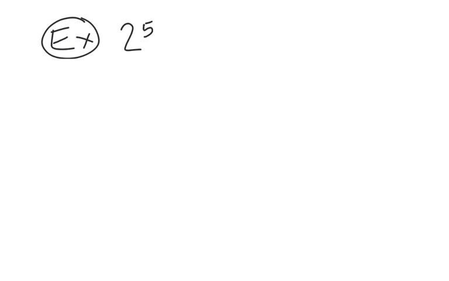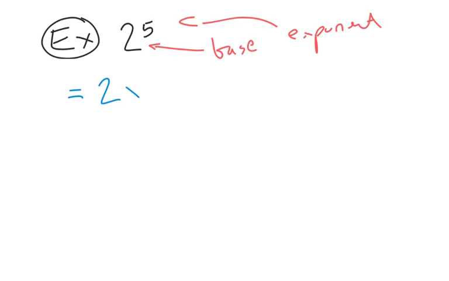In this example, we want to expand and then evaluate 2 to the power of 5. If you recall, 2 is the base and 5 is the exponent. The base is the number that is repeated, and the exponent tells you how many times. Let's go ahead and expand this. This is going to be equal to 2 times 2 times 2 times 2 times 2. As you can see, the 2 is being repeated, and it's being repeated 5 times.